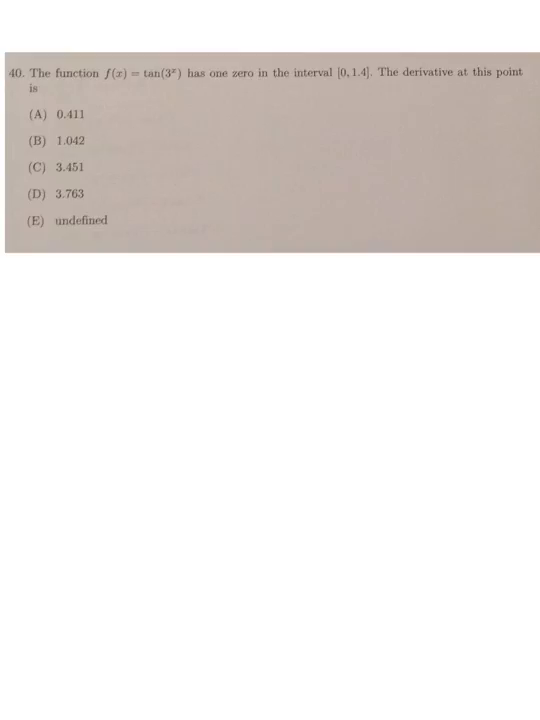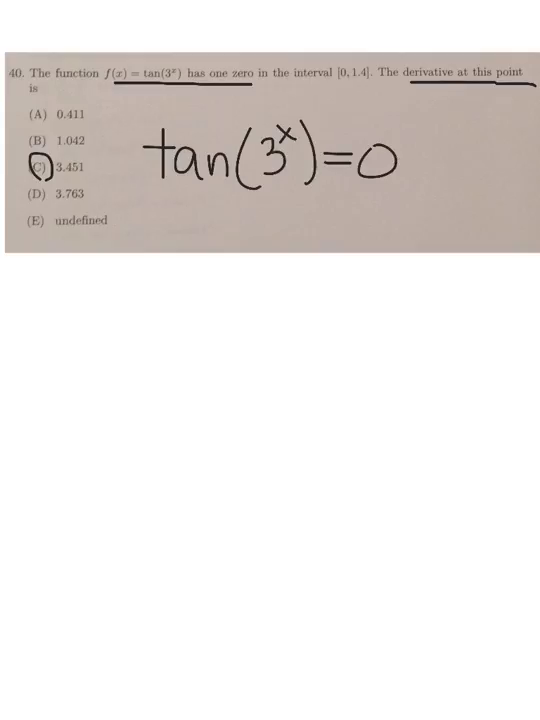Answer for 40 is C. So it tells you that the function has 1, 0, and it wants the derivative at that point. I would start by figuring out where the function, the tangent of 3 to the x, equals 0. Well, you have a calculator. So I put this in my y1 and do second calc 0 and see where it hits the x-axis. When you do that, you're going to get x equals 1.04198.